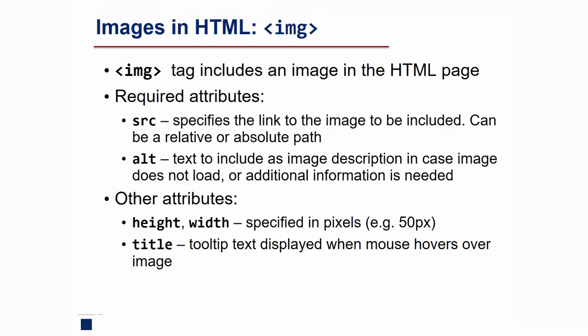The image has two required attributes. One is the source, or SRC. That's the location of the image. And the other is alt, or ALT. That's the alternative, or alternate, I should say, text. That's what should appear as the image description, for instance, if the image could not be loaded. It's also used, for instance, for screen readers, which are going to read the text. We can also specify the height and width of the image, and we can specify the title of the image, which is the text that will appear when the user hovers over it with the mouse.